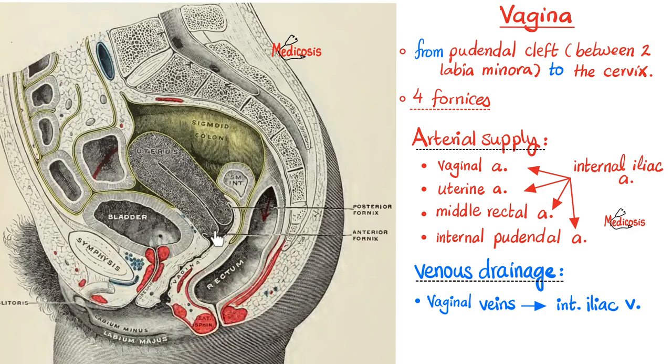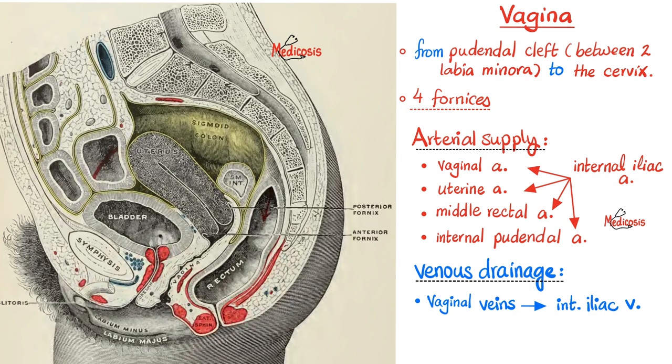Arterial supply of the vagina. Of course, the vaginal artery. Where did that come from? From the internal iliac artery, which is the main artery of the pelvis. Also, from the uterine artery, which also came from the internal iliac artery. This uterine artery is the main artery of the uterus. And then middle rectal artery also came from the internal iliac, and internal pudendal artery also came from the internal iliac. And don't forget that the internal pudendal artery is gonna accompany the pudendal nerve inside the pudendal canal, which lies below the origin of the levator ani muscle.